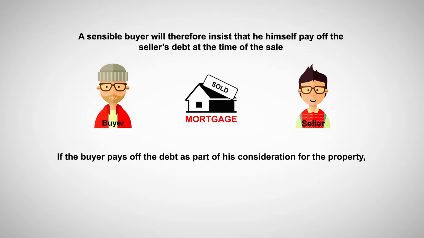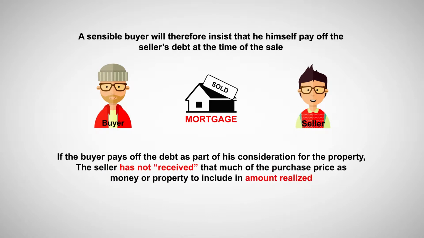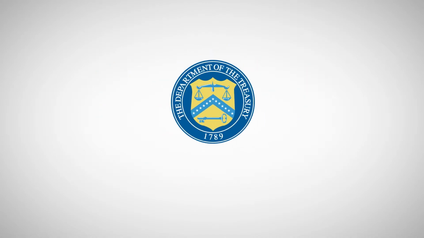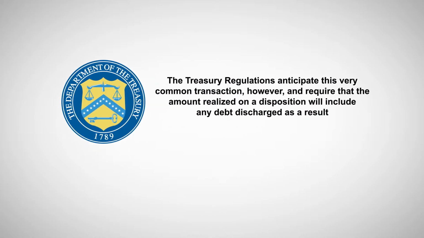If the buyer pays off the debt as part of his consideration for the property, however, the seller has not received that much of the purchase price as money or property to include in the amount realized. The money was paid directly to the lender instead. The Treasury regulations anticipate this very common transaction, however, and require that the amount realized on a disposition will include any debt discharged as a result.